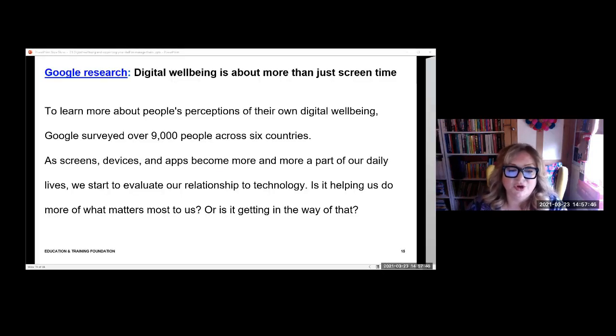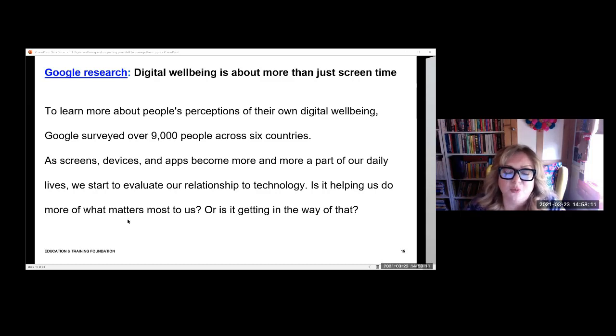So this is from Google. They've done some interesting research on their website that places engagement with different functions of tech alongside the perception of whether it's positive or negative impact. Overall, people think technology has a neutral or a positive impact on their well-being, but it's an interesting relationship between how often people perform an activity and its perceived impact on their well-being.